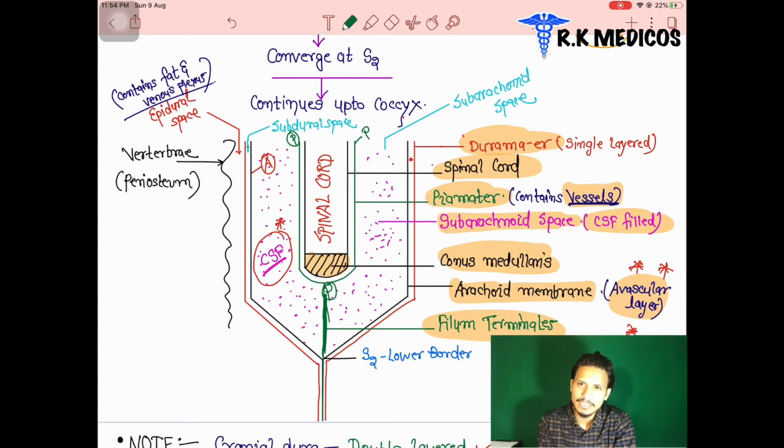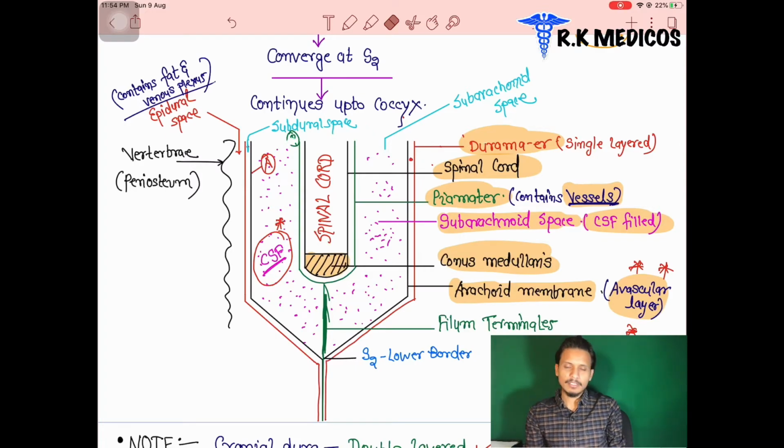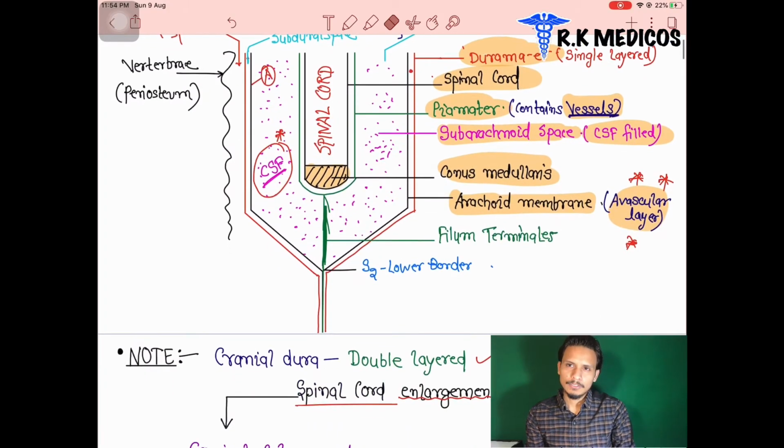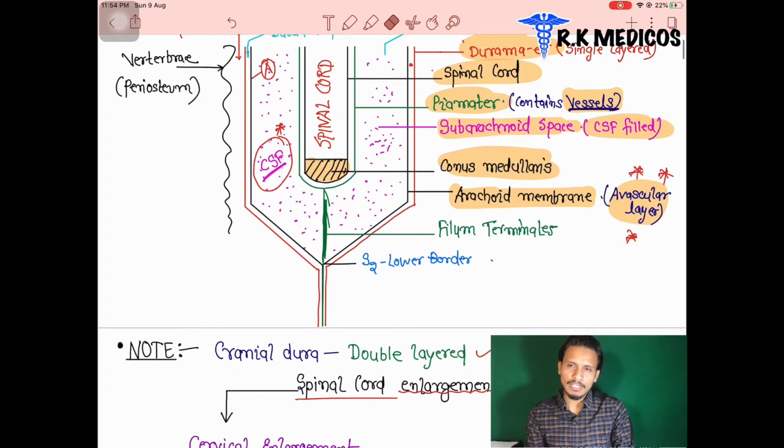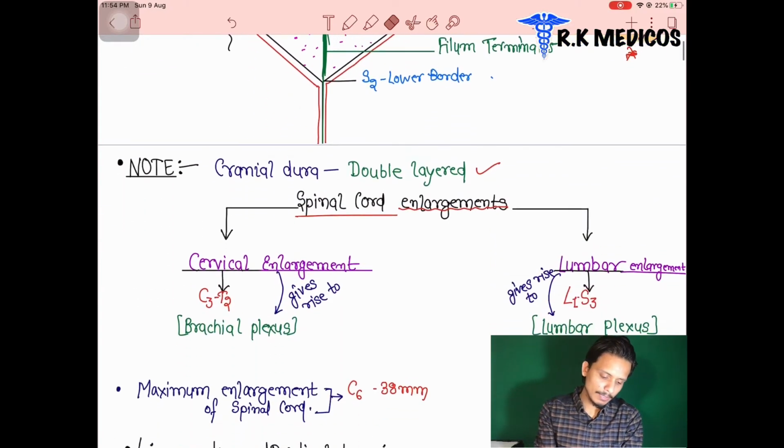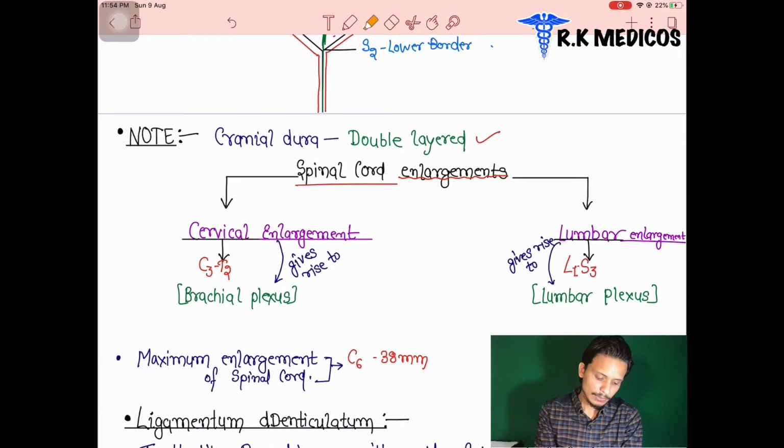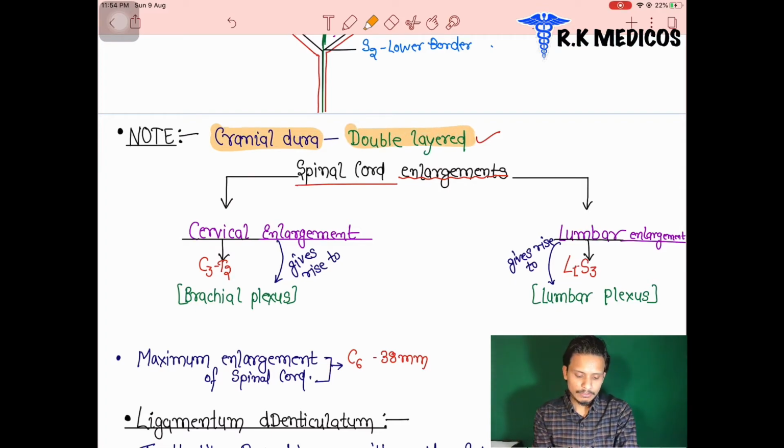It means the filum terminalis is the modification of what? It is the modification of the pia mater, the modification of the meninges of the spinal cord, and it forms the filum terminalis. Now you can see here the cranial dura mater. The cranial dura mater is doubled. Already told you it is double, but the spinal cord has only a single layer of dura mater.